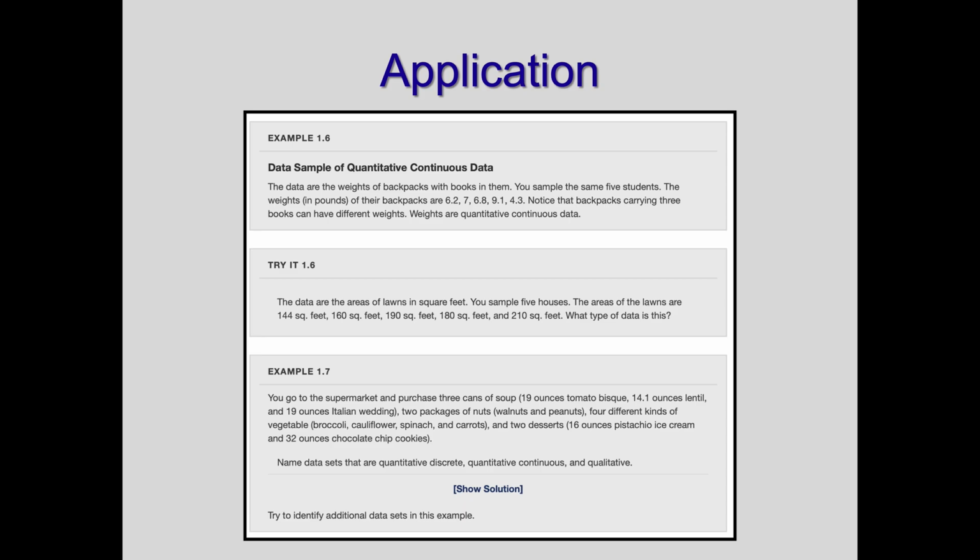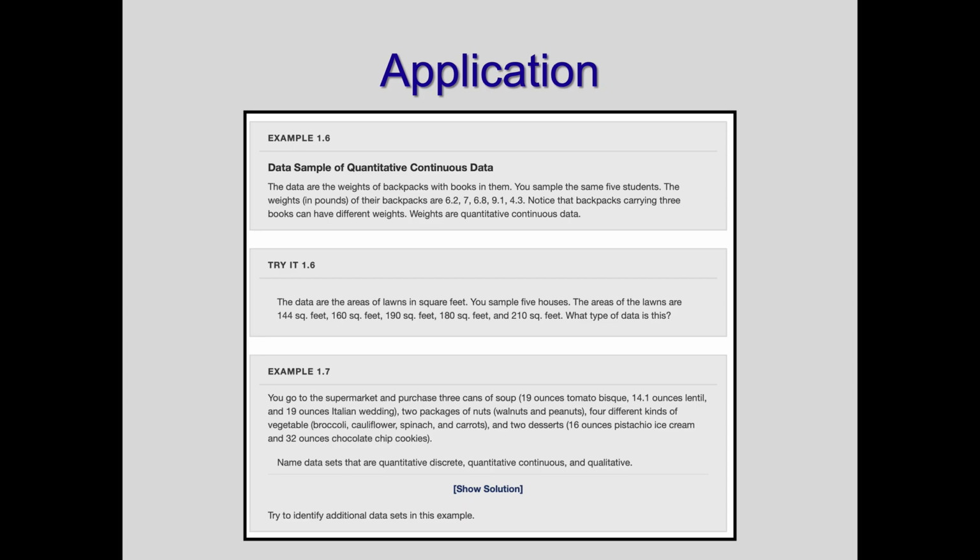Weights are quantitative, continuous. It's continuous because it can be broken down into finer parts. It's not just whole numbers. Like if the only numbers were 6, 7, 8, and it wasn't weights, it was the number of books in the data, that would be discrete. But as it's weight and it's continuous and it can be measured in finer and finer instruments or divisions, that makes it continuous.